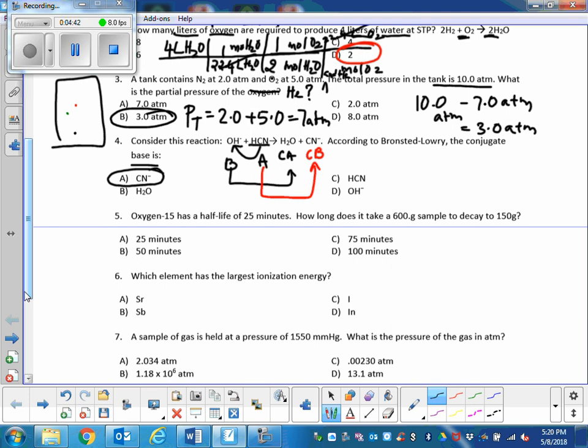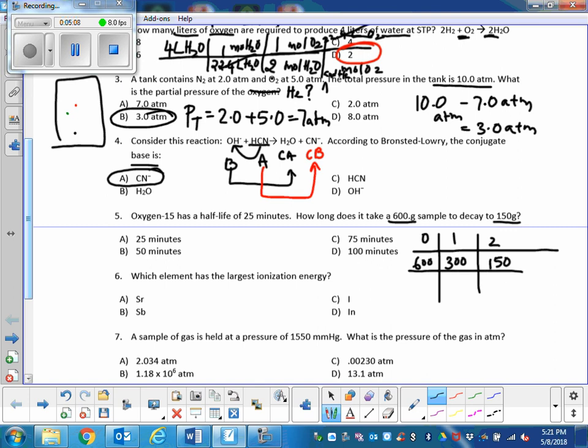So this is a half-life problem. We have a starting amount of 600 grams and the ending amount is 150 grams. The way I'm going to do this problem is to set up a T chart. At 0 it was 600 grams. When it first divided, it became 300 grams. When it divides next, it becomes 150 grams. So each time I'll just divide by 2.